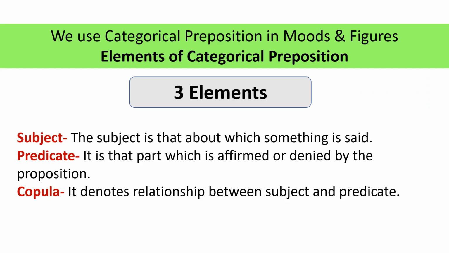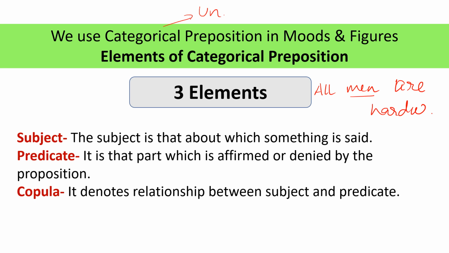So for mood and figures, we use categorical propositions. A categorical proposition is one where there is unconditional judgment, and there are three main elements in a categorical proposition. First is the subject. The subject is the one about which something is said. For example, if we say that all men are hardworking, here the subject is men because we are talking about men.